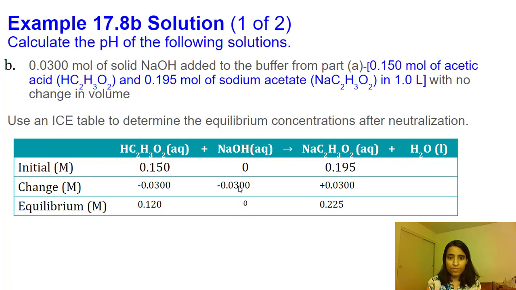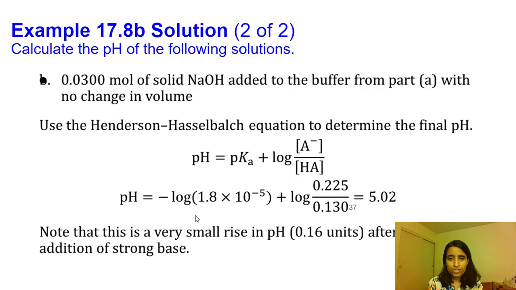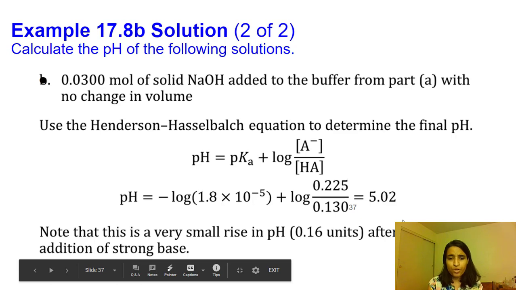Now it is possible that we could have added 1 mole of sodium hydroxide. In that case, the buffer would completely react with the sodium hydroxide and we would have sodium hydroxide left over, so that buffer would not have the capacity. But in this case, because it's 0.0300, we subtract that from the amount of our acid, and we add it on the product side, because if we're subtracting on the reactant side, we're adding on the product side. So we're going to again plug it into our Henderson-Hasselbalch equation to get our answer as 5.02.